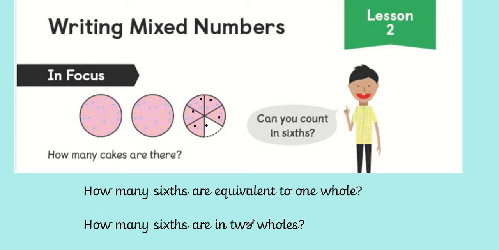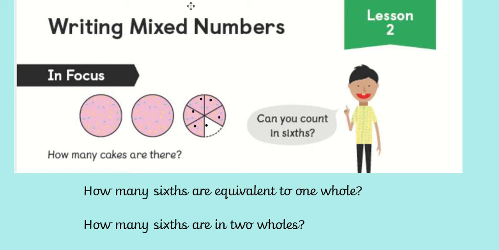How many sixths are in 2 wholes then? Ooh, let's have a think. So 6 sixths make up 1. Then to have 2, we're going to need 2 times 6, which is 12. So 12 sixths make up 2 wholes, but we wouldn't say 12 sixths, we'd just say 2 wholes.